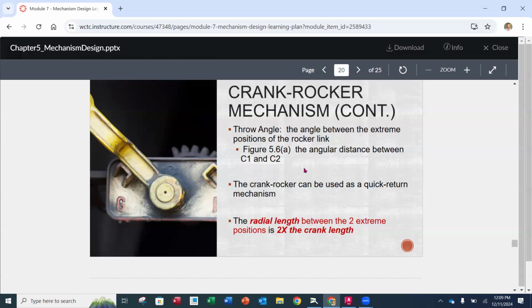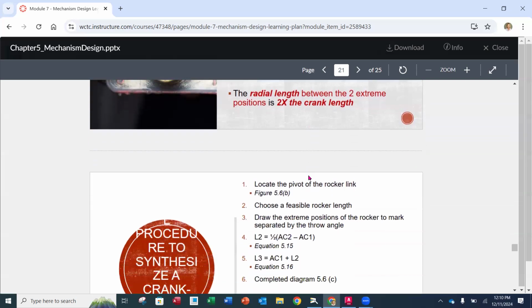Just like we did with the slider, where the C values were at the center of the slider going back and forth on link number 4, this is now going to be at the top of our oscillating, or rocking, link so that we can measure between those two. Now, the crank rocker can be used as a quick return mechanism, as we saw with the windshield wiper. The note here that we want to be aware of is that the radial length between the two extreme positions is going to be 2 times the crank length. That's something we're going to want to add as a condition for the crank rocker mechanisms.